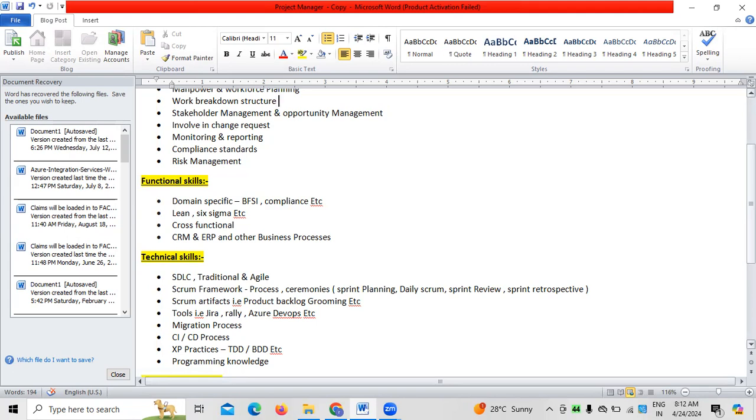At the same time, business processes or any CRM or ERP process. So that knowledge is also required. This is where, on a simple note, I mentioned functional skills. There could be many, because it depends on the role, the industry, the experience, and the project.